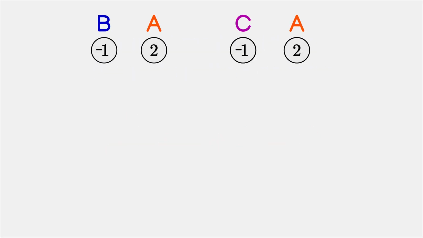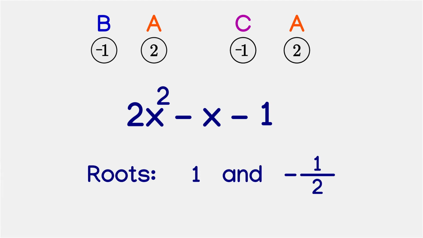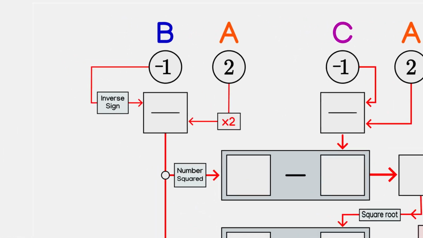Let's look at another example. As shown by the numbers in the slots, the quadratic expression is 2x squared minus x minus 1, which has the roots 1 and -1/2. Let's follow the steps of the algorithm to verify the result.